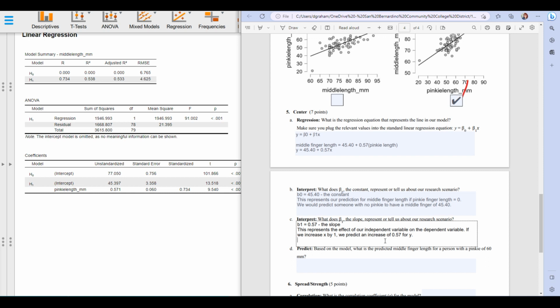So literally, if we see a difference in pinky length of 1 additional millimeter, we would expect that the middle finger would be 0.57 millimeters longer, right? So it's the direct effect that we see of increasing. If we increase the pinky length, what happens to the middle finger length? It goes up by this much.